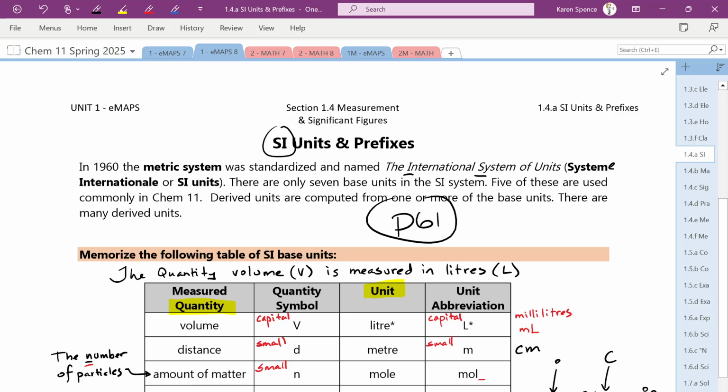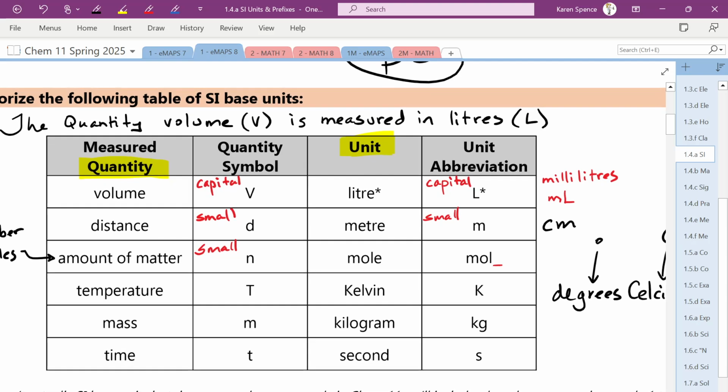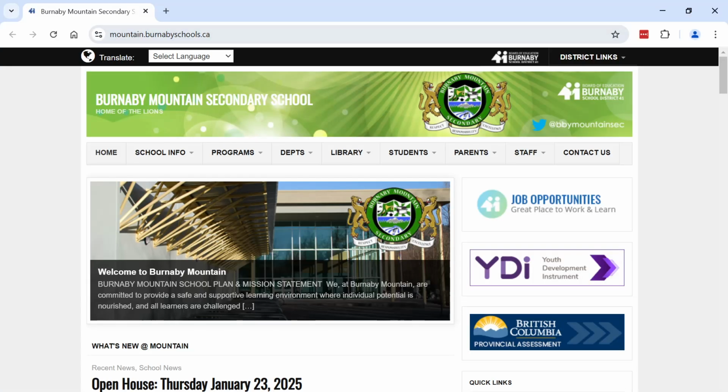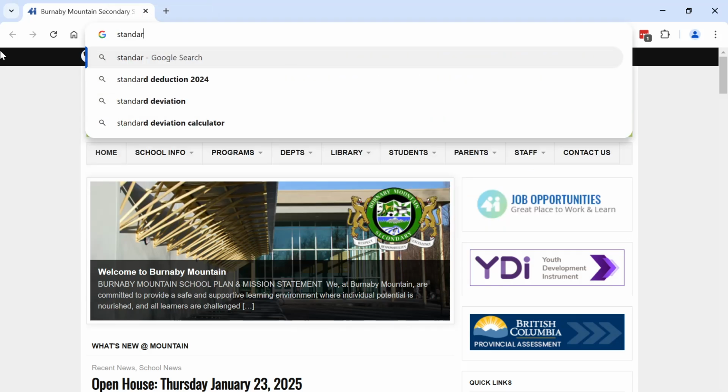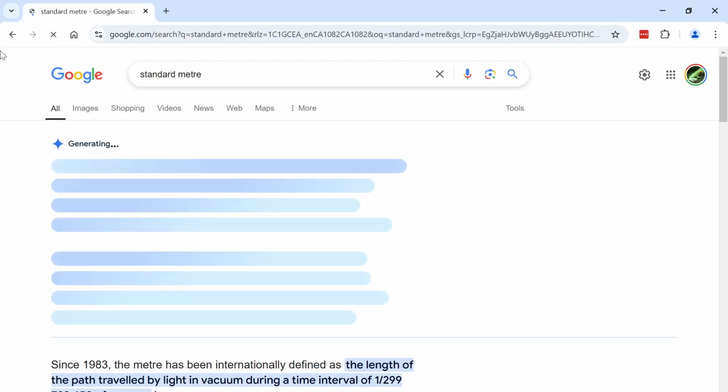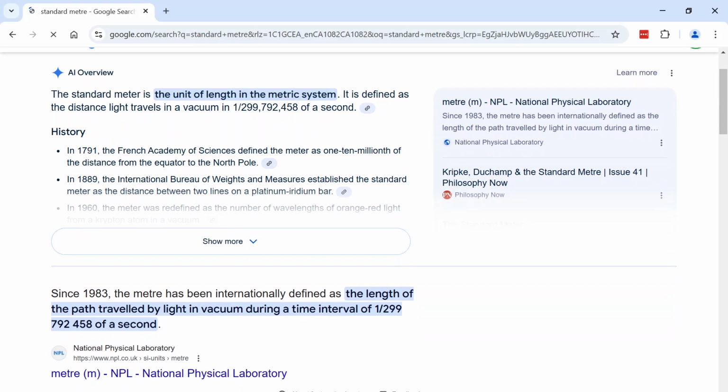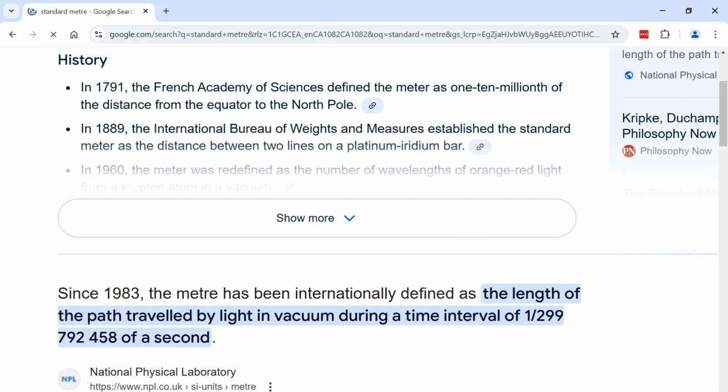And what they did is they said they're going to have something to compare to. Okay, so a standard meter, let's go look up what it is. I think it's a certain number of wavelengths. The meter has been defined as the length of the path traveled by light in a vacuum during a time interval of 1/299,792,458 of a second. Huzzah.